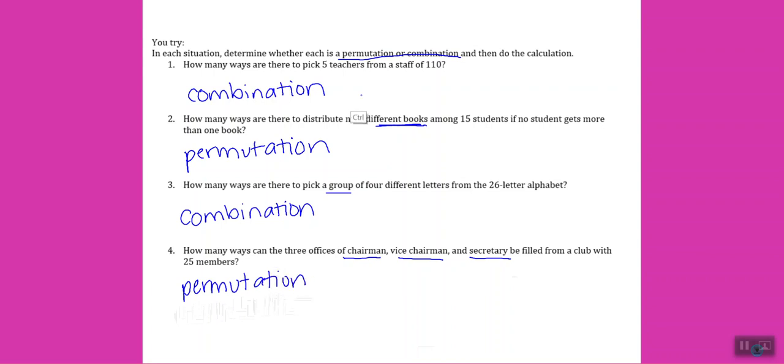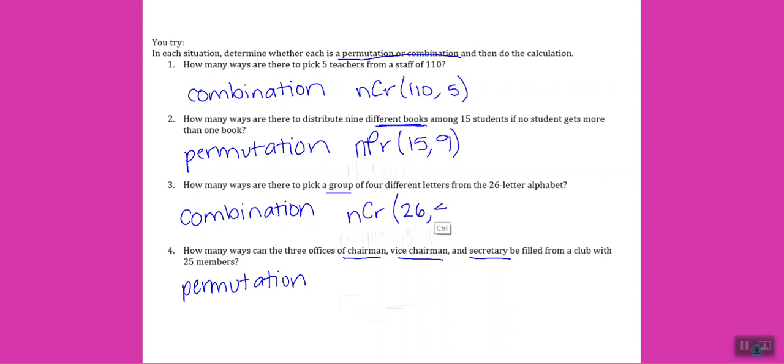So for the first one, we would be doing NCR. We have 110 staff members, and we're choosing 5. For this permutation, we have 15 students. We're doing permutation, we have 15 students, and we're doing 9 different books. For NCR here, we have 26 letters, and we're choosing groups of 4 of them. Here we have 25 members, and we're choosing 3 ranks.